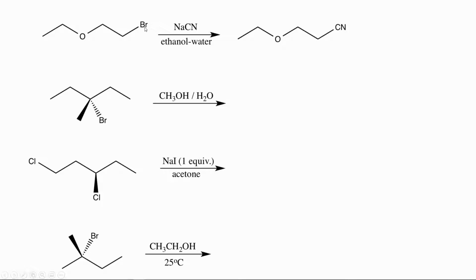So we'll have an SN2 reaction where the cyanide replaces the bromine. Remember, cyanide is a way to increase the carbon chain length by 1.